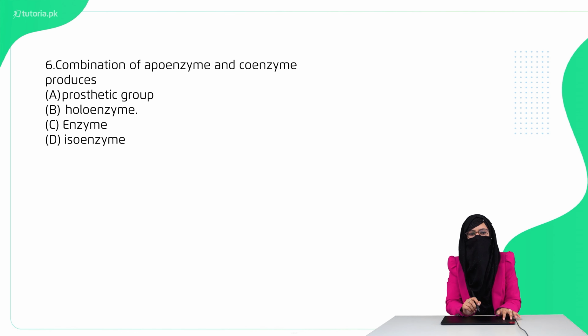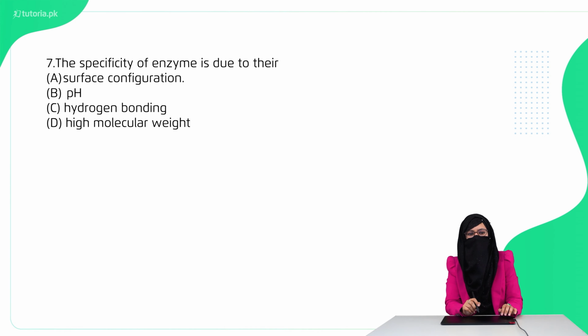Then question number 6 is: combination of apoenzyme and coenzyme produces prosthetic group, holoenzyme, enzyme या isoenzyme. तो right option है option B, holoenzyme. Question number 7 है: the specificity of an enzyme is due to their surface configuration, pH, hydrogen bonding और high molecular weight. तो right option है option A, surface configuration.